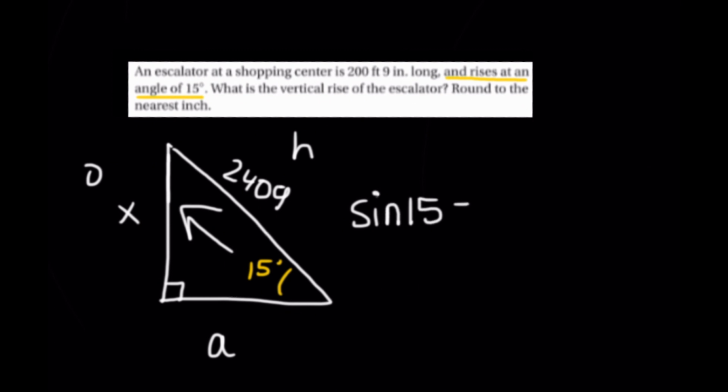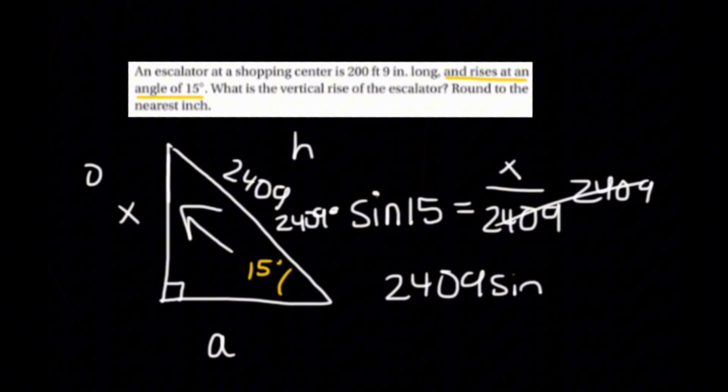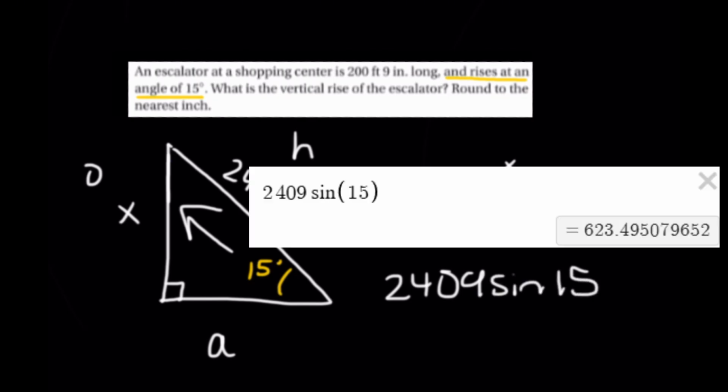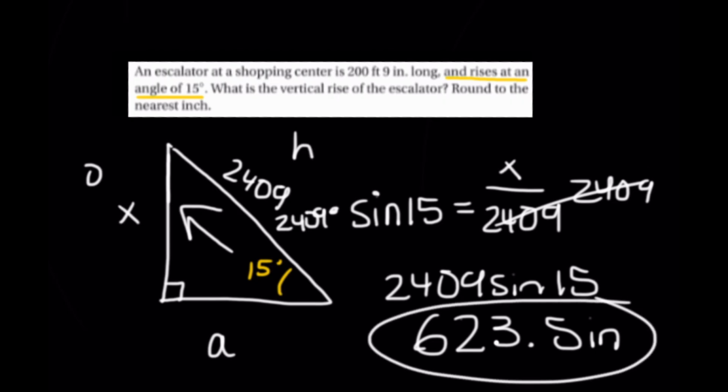And now we would make this equal the ratio of sine. So that is x over 2,409. And so that's easy. All we have to do is solve for x. So then that means we're just going to multiply each side by 2,409. And so in the calculator, all you have to put is this. And then it will give you the answer. 623.5 inches. That should be our answer.